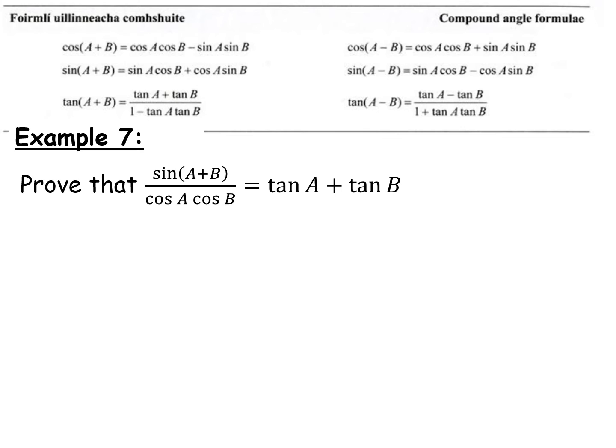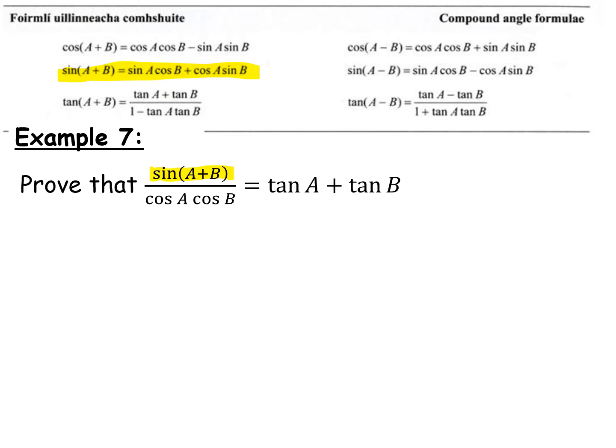So our last example of these compound formulas: prove that the sine of A plus B divided by the cos of A cos of B is equal to tan A plus tan B. Okay, so sometimes we see things like this. It can be a bit like, oh, where do we start? Cos of A, cos of B, tan of B. There's not a lot we can do with that. The thing that we can really do something with is this sine A plus B. So we're dealing with this formula here.